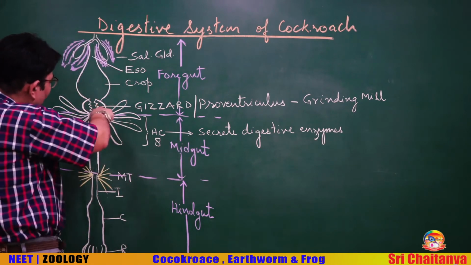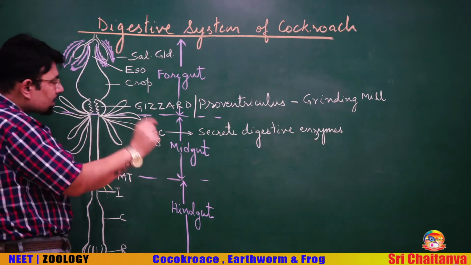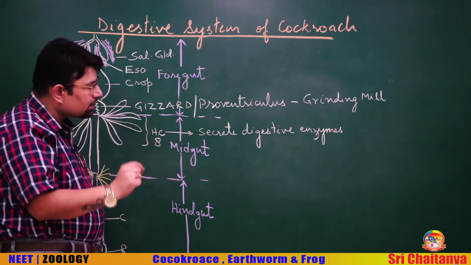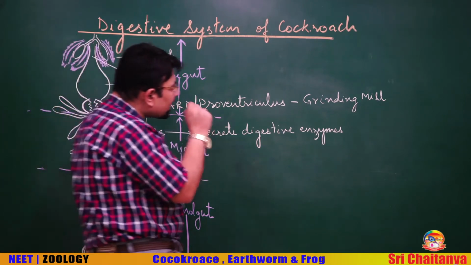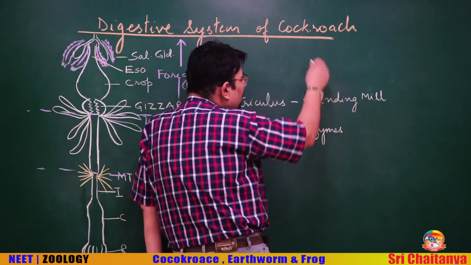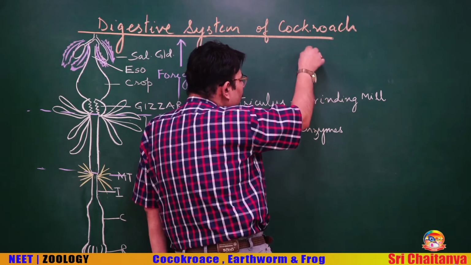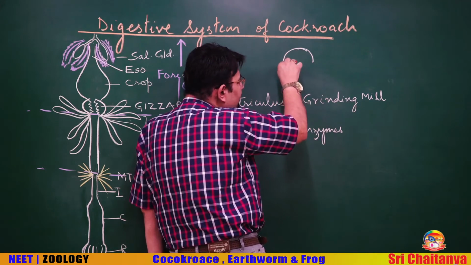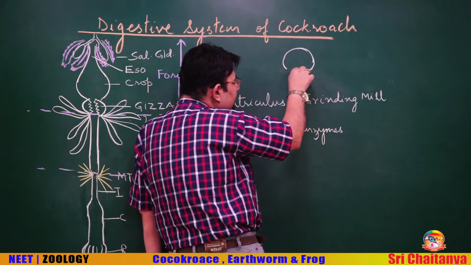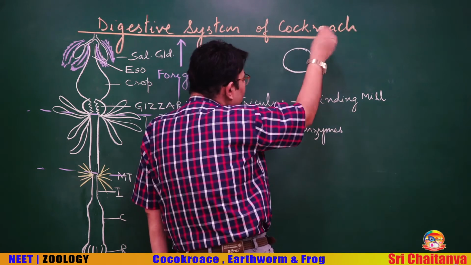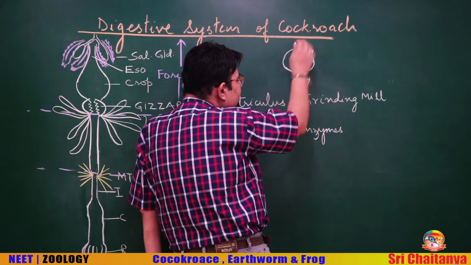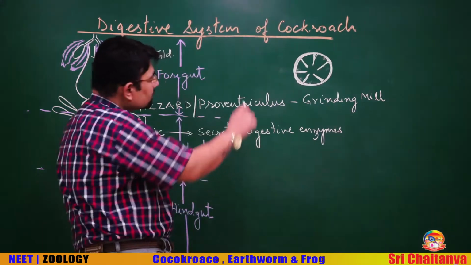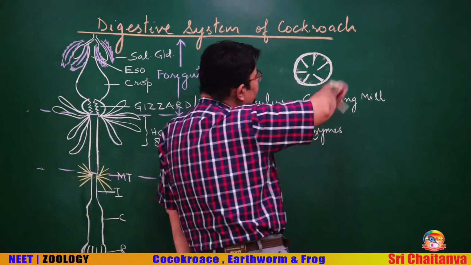This is the very important thick muscular structure called gizzard. Inside the gizzard, there are 6 chitinous blades or chitinous plates. What I am doing here is making the gizzard in transverse section. I am cutting it transversely. So, there are 6 teeth internally. This is the transverse section of the gizzard.